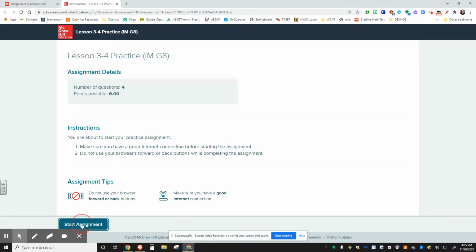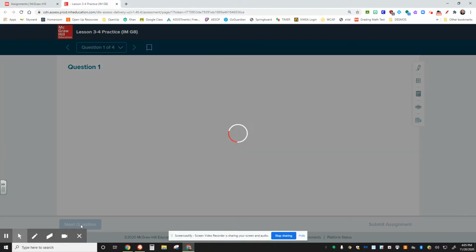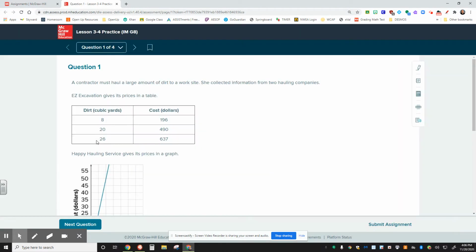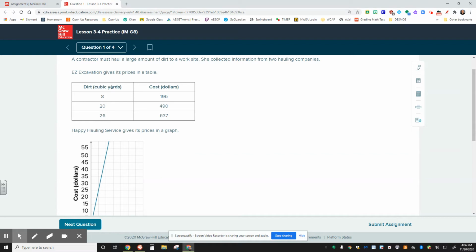Looking at the homework, problem number 1. A contractor must haul a large amount of dirt to a work site. She collected information from 2 hauling companies. Easy Excavating gives you the price in the table. And so we're looking at this, the amount of dirt in cubic yards and how much it costs. So the cubic yards, what's the cost?